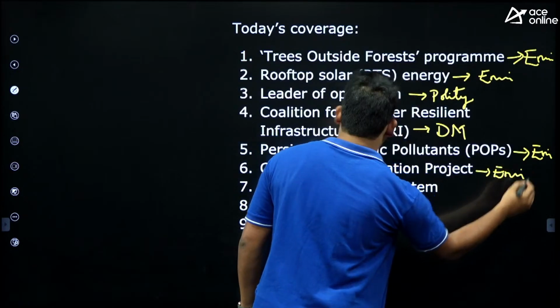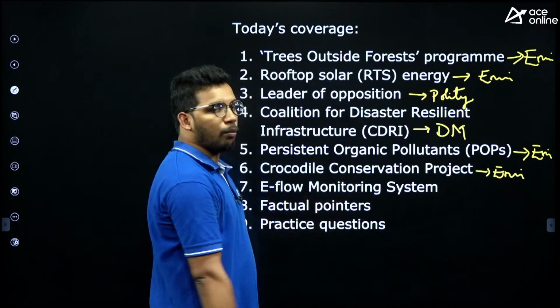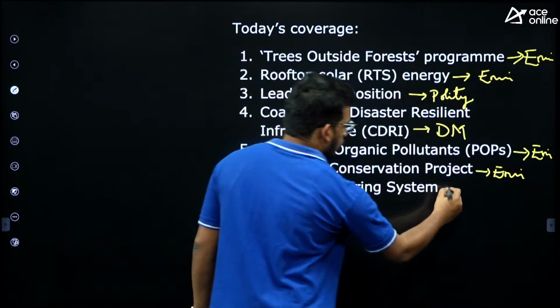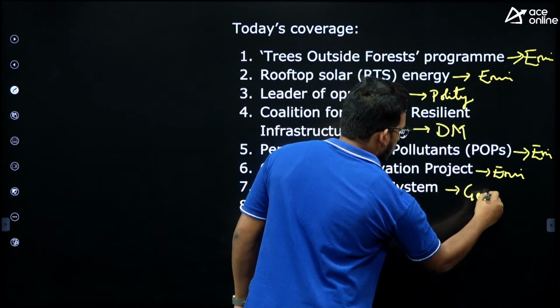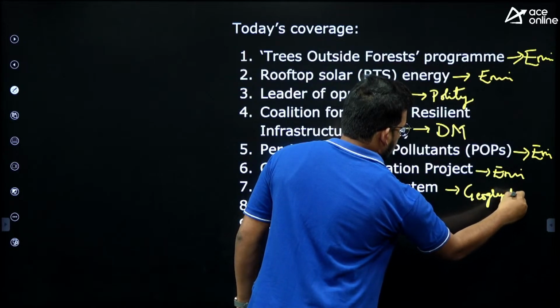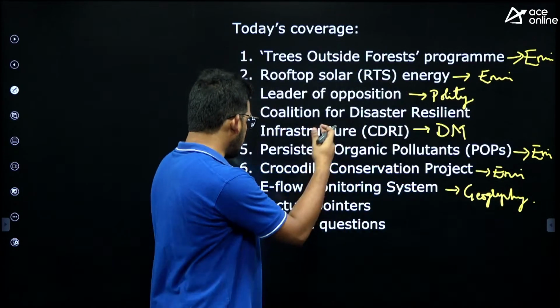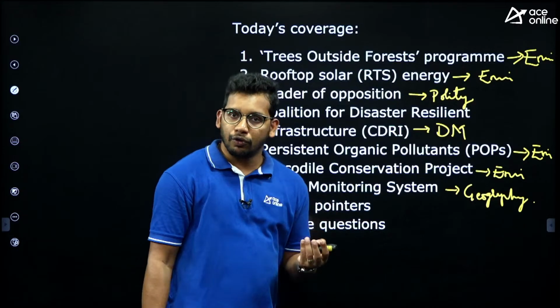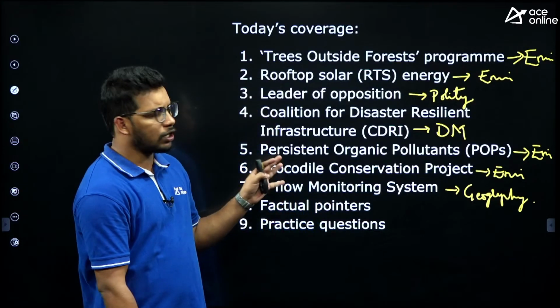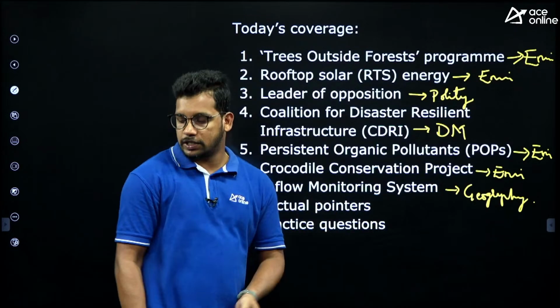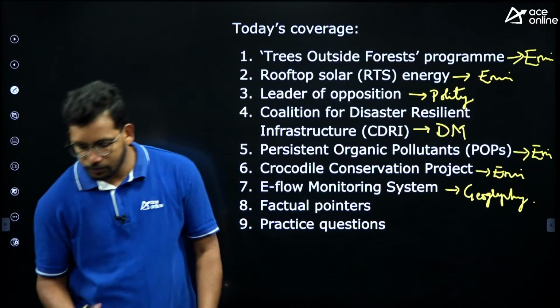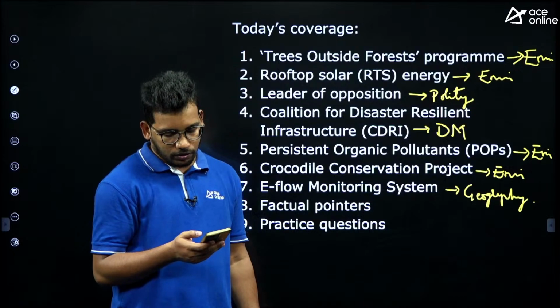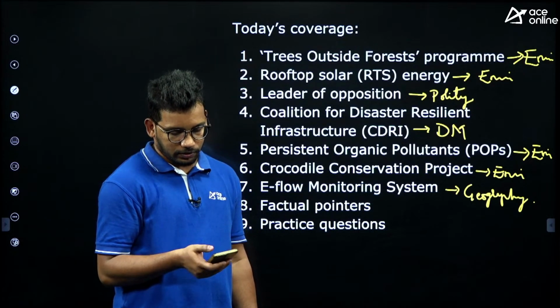Environment. So a lot of environment articles. Then E-flow monitoring system. This is part of geography, right? So these are the 7 articles that we will discuss in detail, and for the rest we have 4 to 5 factual pointers that you also need to know, right? Finally, we'll see some practice questions as well. And if you have any doubts, you can ask your doubts here in the comment section.